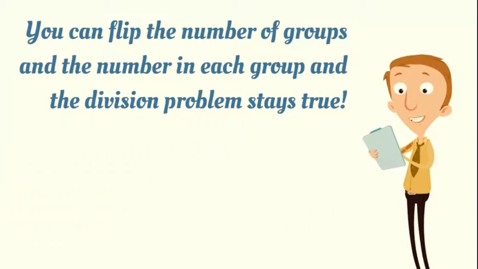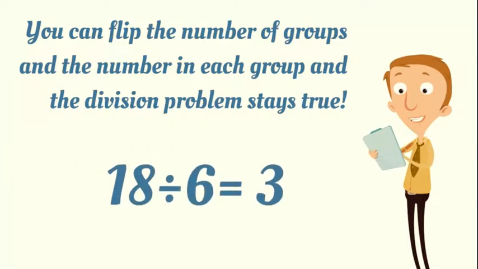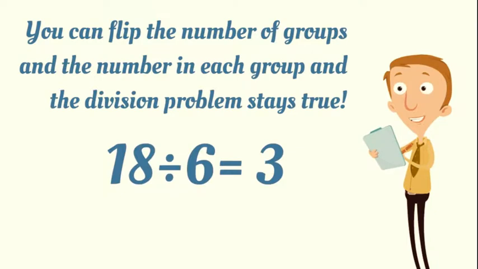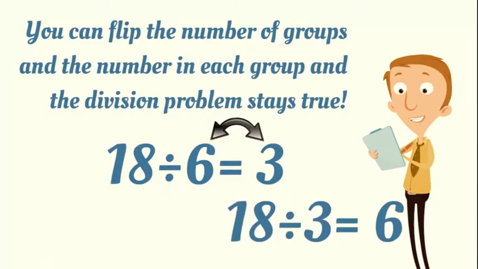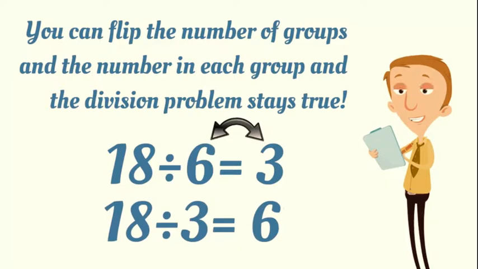Or look at this. 18 divided by 6 equals 3. Remember, we can flip the number of groups and the number in each group, and it still stays true. So we could switch the 6 and the 3, and it stays true. So 18 divided by 3 equals 6. The 6 and the 3 can be flipped. So 18 divided by 6 equals 3, and 18 divided by 3 equals 6.